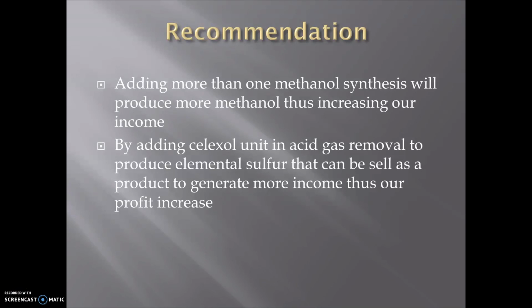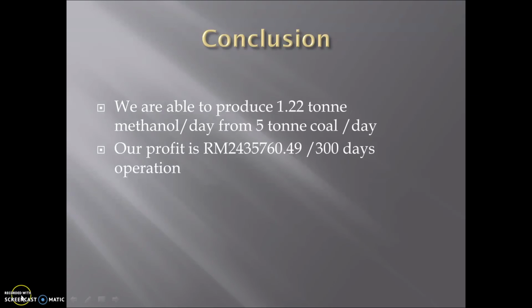Recommendations are adding more than one methanol synthesis unit, which will produce more methanol, thus increasing income. Next, adding a Selexol unit in acid gas removal to produce elemental sulfur that can be sold as a product to generate more income, thus our profit will increase. We can conclude that we are able to produce 1.22 ton methanol per day from 5 ton of coal per day. Our profit is RM2435760.49 per 300 days of operation.